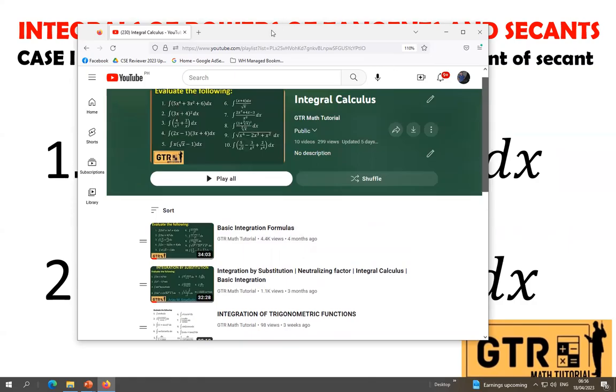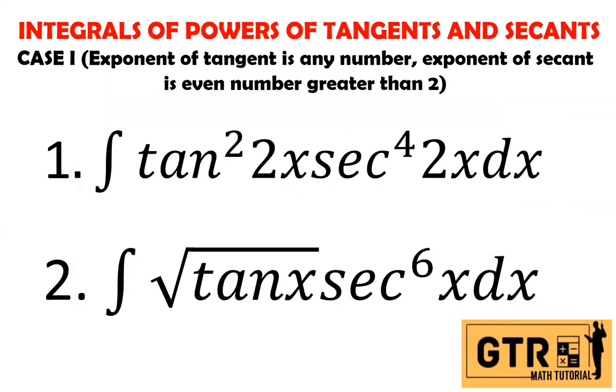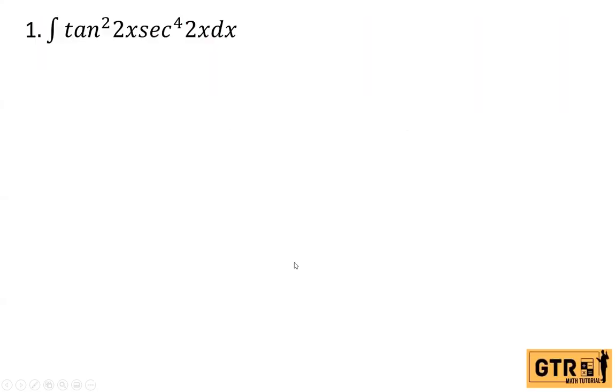Okay, so let's start. Number 1, we have tangent square 2x and then secant to the fourth 2x dx. And number 2, the integral of square root of tangent x secant to the 6x dx. That's answer number 1.